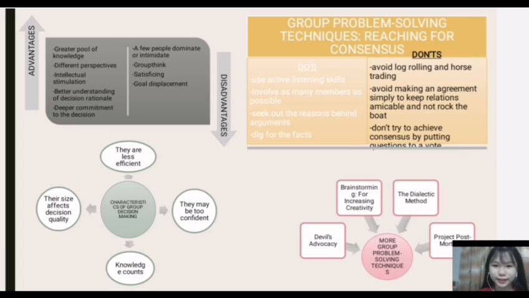More group problem-solving techniques. Firstly is brainstorming for increasing creativity. The risk advocacy, the dialectic method, and lastly is project postmortem.